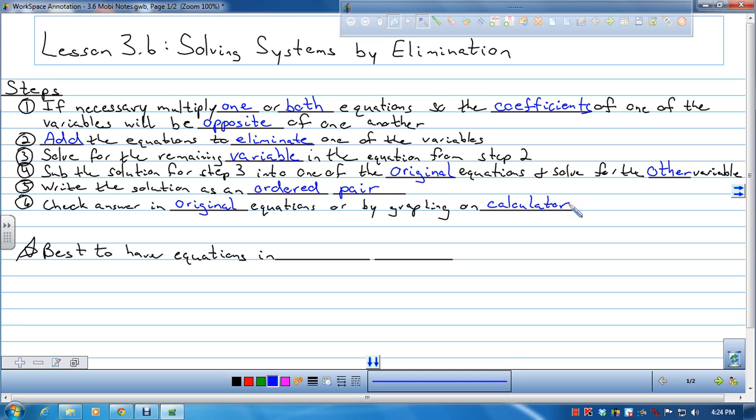One thing to note on solving by elimination is that it works best, and it's typically conducive to do this, when your equations are in standard form. If your equations are not in standard form and you want to solve by elimination, you need to put them into standard form. Alright, so the rest of the notes today, we will go through 4 of our examples here.